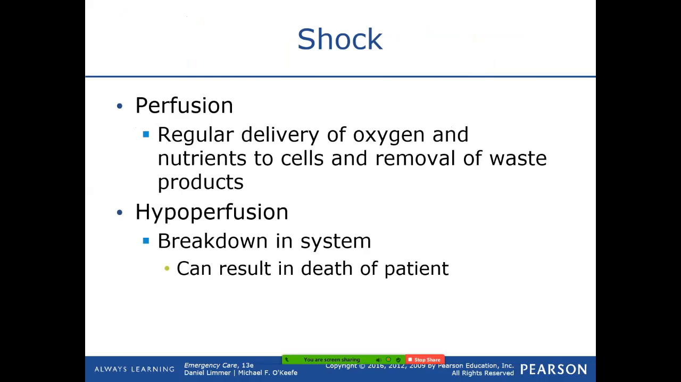Perfusion. This is something you guys definitely need to know. Okay? Perfusion, by definition, is the regular delivery of oxygen and nutrients to cells and the removal of waste products. Okay? So your body is perfusing properly. Okay? So now back to our medical terminology. Hypo meaning low. Hypoperfusion is referring to the breakdown in that system. Okay? It can cause death in the patient.